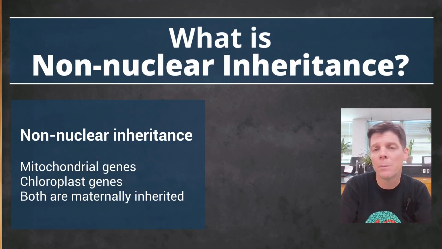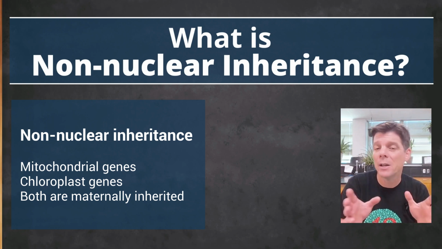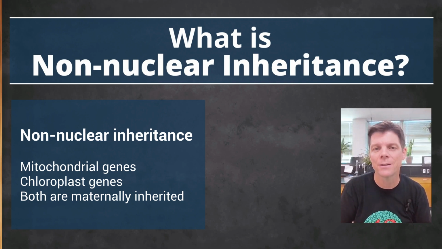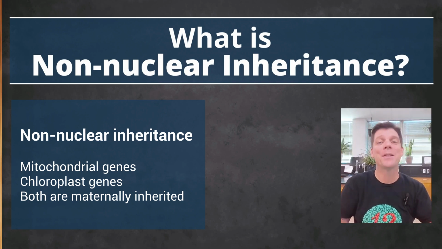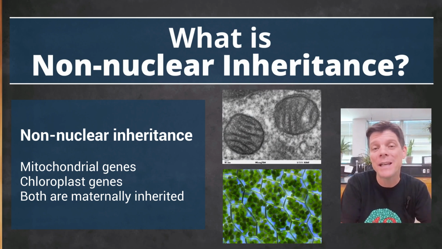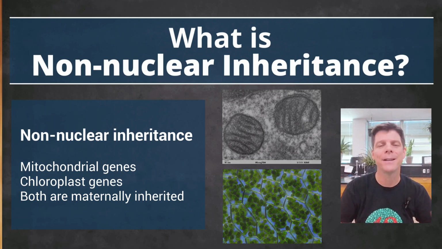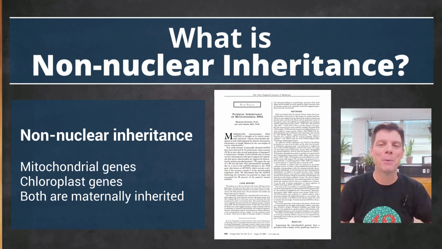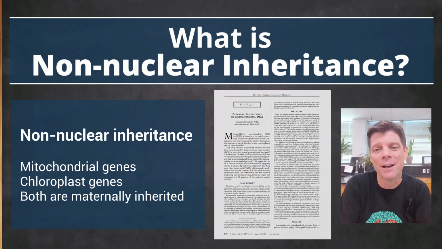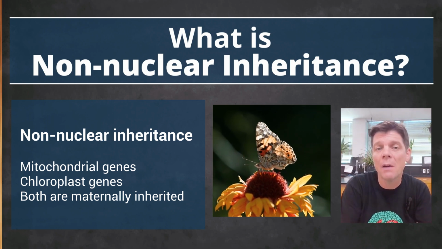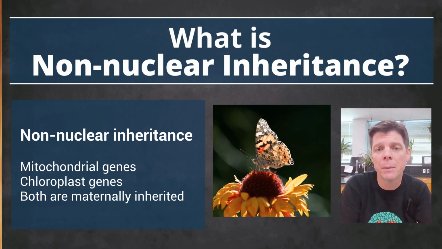Finally, some traits don't follow Mendel's rules at all because they're not carried on nuclear chromosomes. These are cases of non-nuclear inheritance. So where's non-nuclear DNA? The mitochondria and the chloroplasts have their own DNA. And in most animals, mitochondria are passed down only from the egg, which means mitochondrial traits are maternally inherited. Now, there are some rare cases of people who inherited mitochondrial DNA from their father, but that's extremely uncommon. In plants, both mitochondria and chloroplasts are passed down through the ovule, so organelle traits are also inherited maternally in plants.